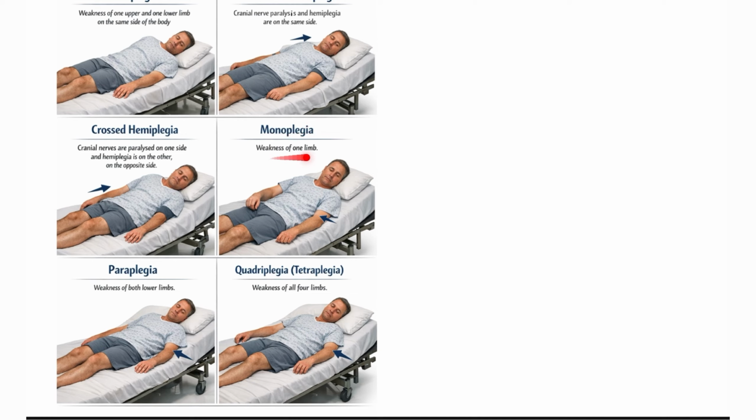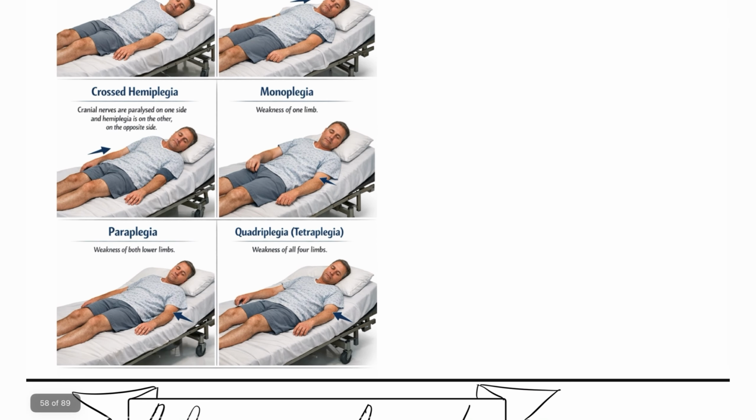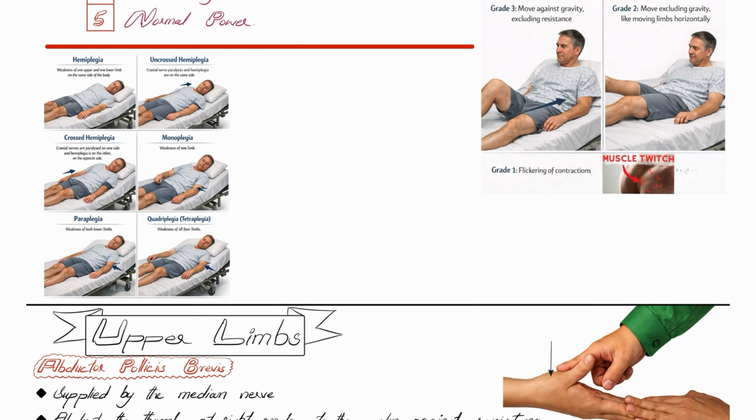Monoplegia means weakness or paralysis of one limb only, which means a single limb is paralyzed. Paraplegia means weakness of both lower limbs. And quadriplegia, which is also called tetraplegia, is the paralysis of all 4 extremities. So it can be quadriplegia or quadriparesis. Quadriparesis is the weakness. On the other hand, quadriplegia is complete loss of voluntary movements.